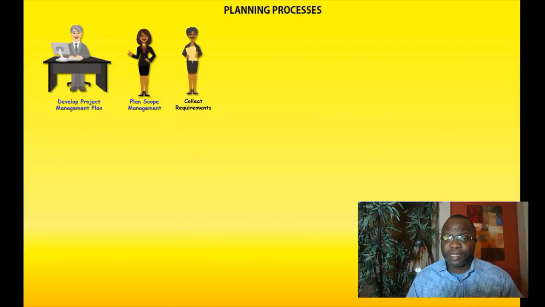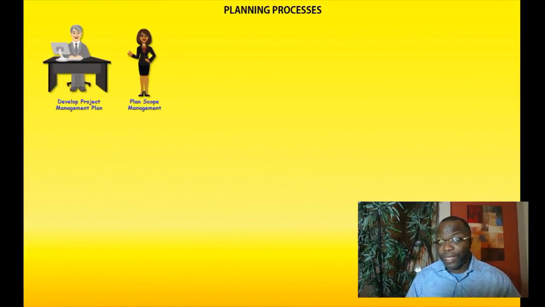The next process is collect requirements. This is a process that helps us collect the requirements in a structured and orderly fashion. Now, in collect requirements, we have the scope management plan as an input, but we also have a requirements management plan as an input as well. Your requirements management plan is also generated from the previous process that we just looked at called plan scope management. So from plan scope management, we get the scope management plan and the requirements management plan, and that now becomes an input to collect requirements.